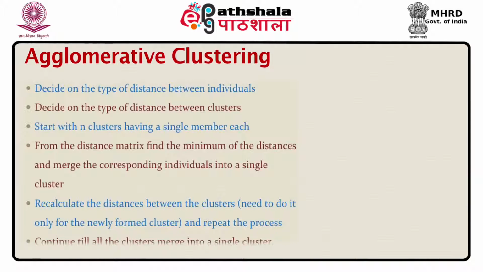And again we recalculate the distance between these clusters. Of course, we need to do it only for the newly formed clusters and keep repeating the process. So what happens is that the clusters get merged with each other as we go along, the closer clusters coming together at each step. Finally, all the clusters merge together into a single big cluster and we have our tree, or the dendrogram. This is primarily the agglomerative clustering technique.